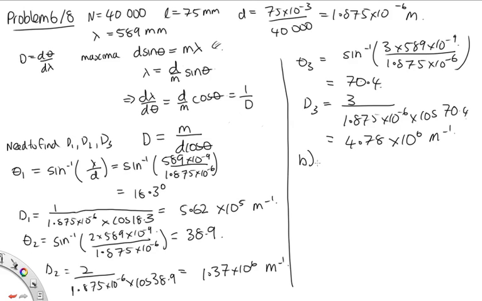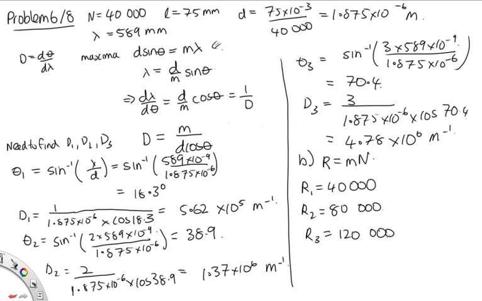In part B, we're asked what is the resolving power in these orders. Well, to do that, we just need to use the equation that the resolving power is equal to m times n. And we've got n here, it's 40,000. So in order 1, R1, we've got 40,000. In the second order, we just times this by 2, so we get 80,000. And in the third order, we multiply 40,000 by 3, so we get 120,000. And that's the answer to that problem, and that's the end of this video.